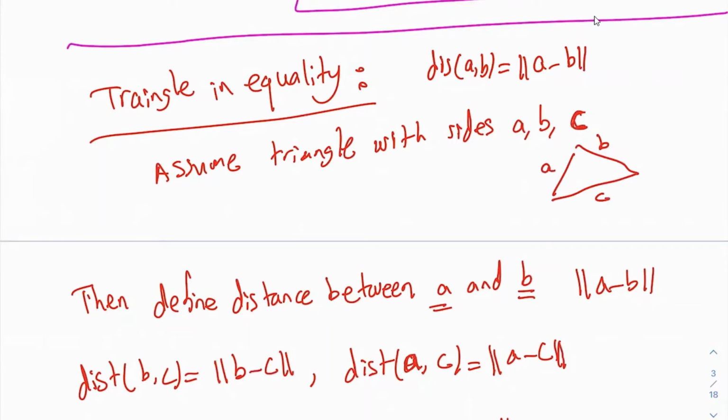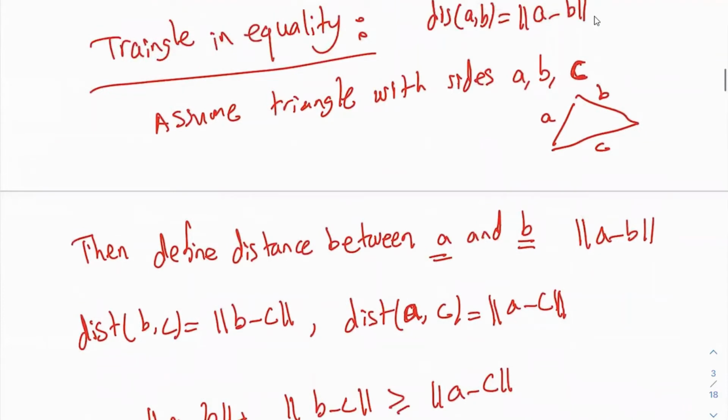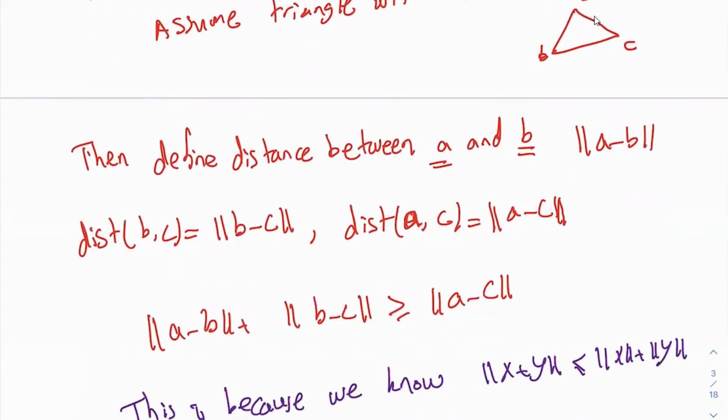Right. So define the distance between A and B to be the norm of A minus B. Right? The distance between A and B is equal to the norm of A minus B. We defined that above. The distance between B and C is equal to the norm of B minus C, and the distance between A and C is equal to the norm of A minus C.